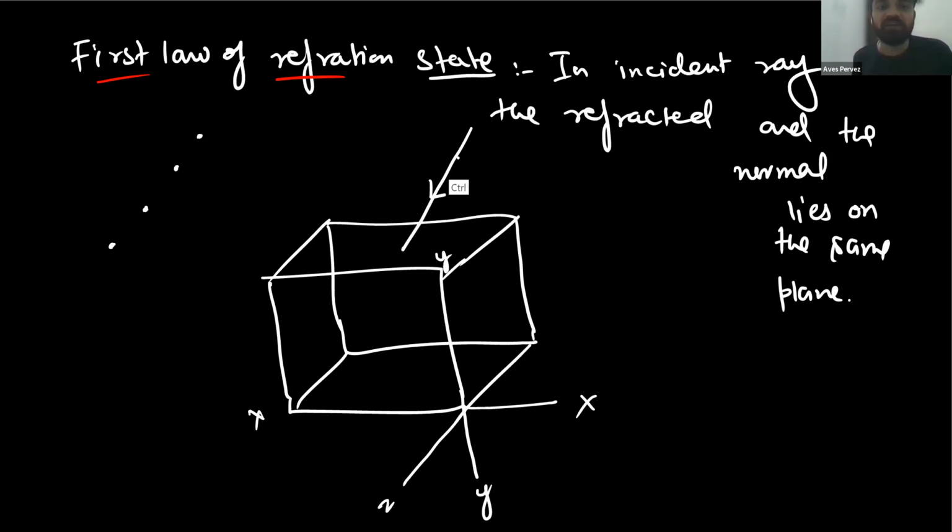So actually this ray is traveling in the y and x plane. Yeah, the xy plane. Okay, we can consider this one. This ray is traveling in the xy plane.